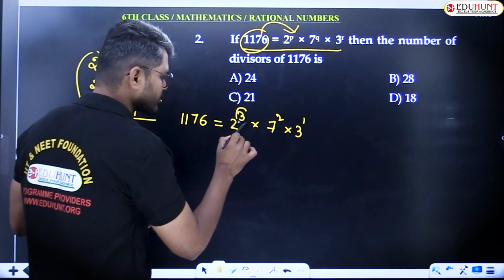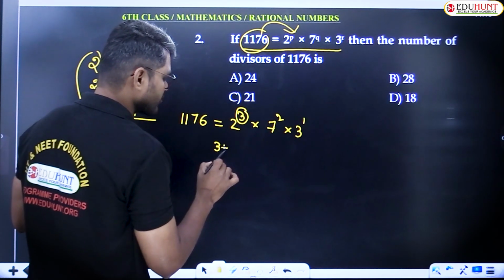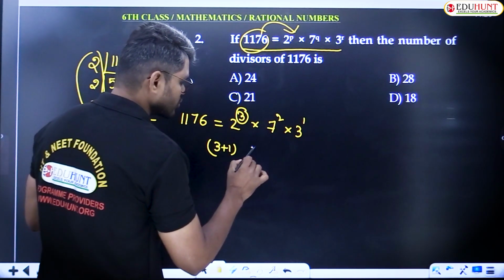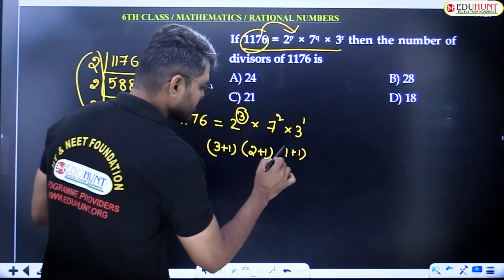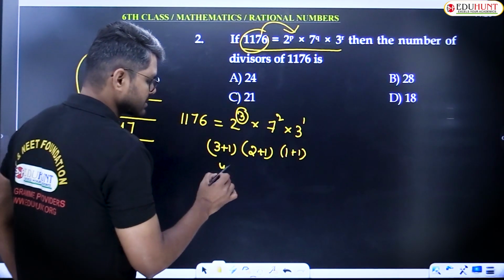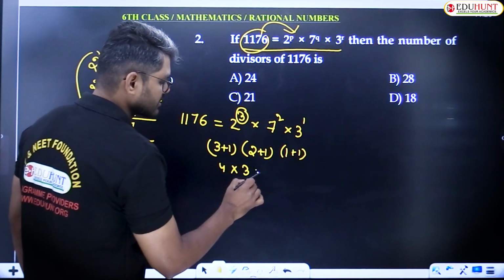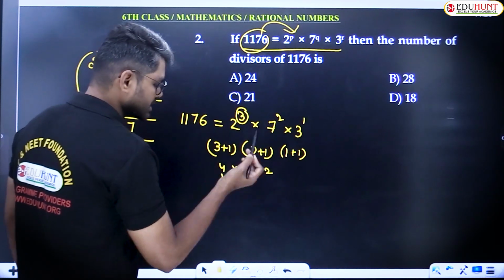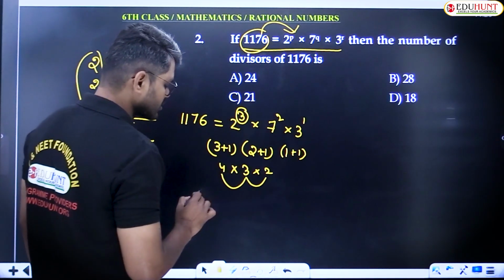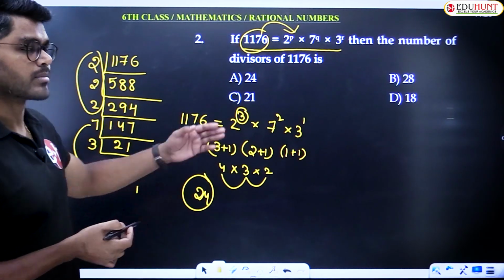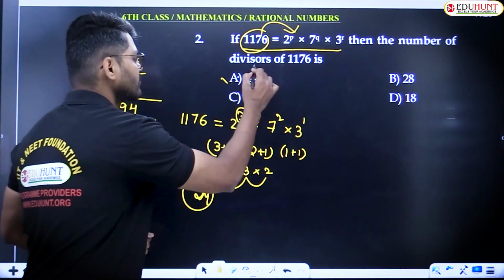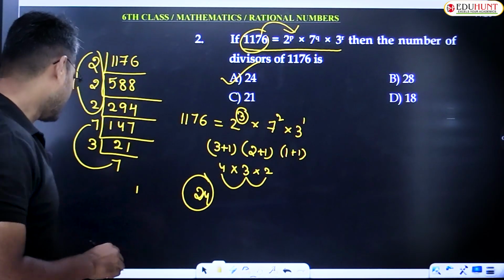Take the exponents: 3 add 1, 2 plus 1, 1 plus 1. Now multiply all these: 4, 3, 2. 4 3's 12, 12 2's 24. So the number of factors or divisors of 1176 is 24. Okay, let's see the next one.